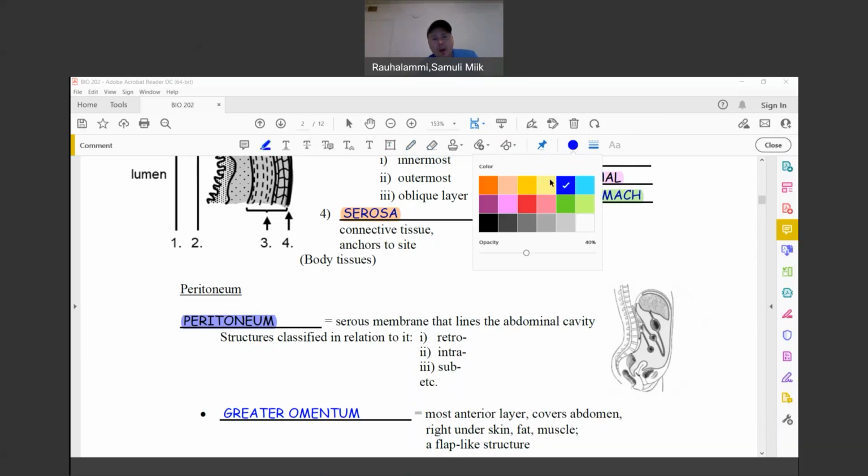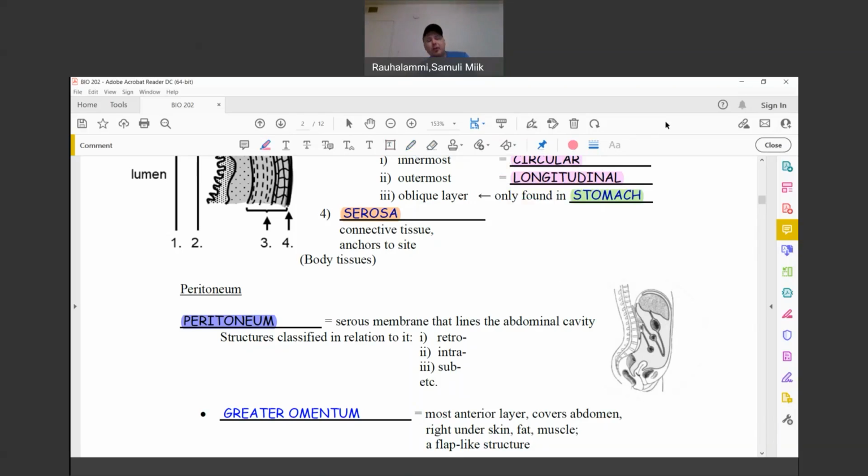The reason why I do want to talk about the peritoneum is really because we often use it as an anatomical landmark and describe other structures in relation to the peritoneum. So they can be retroperitoneal, behind the peritoneum, intraperitoneal, within the peritoneum, subperitoneal, underneath the peritoneum, and so on and so on. So that's a structure that you probably will end up seeing.